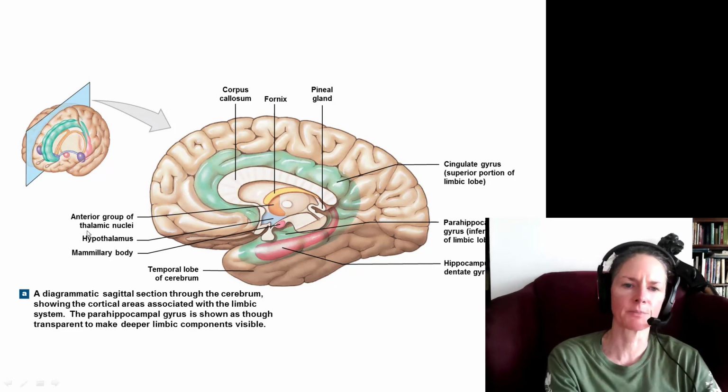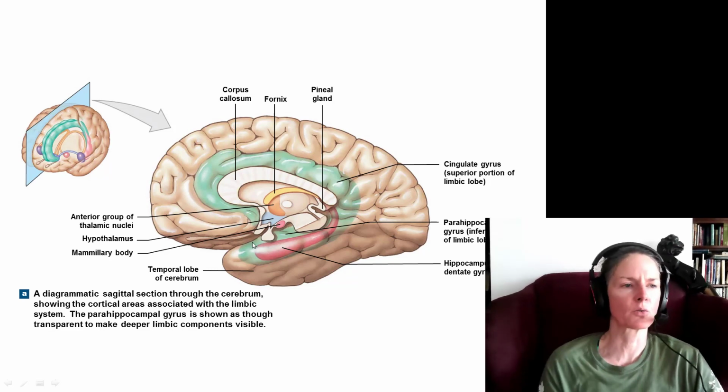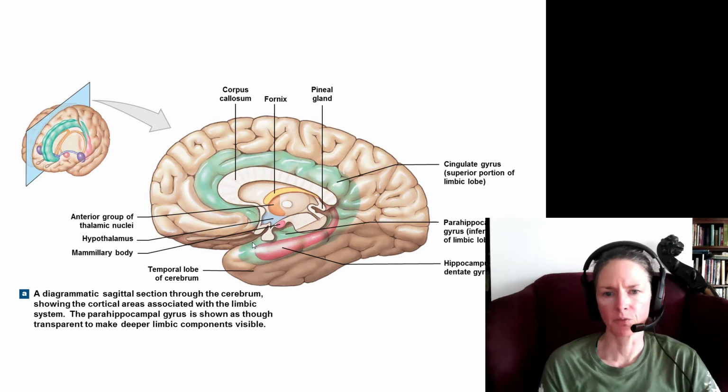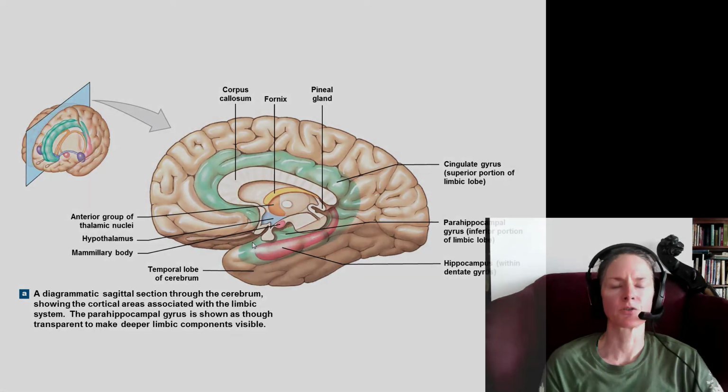Another interesting fact is that we're going to have some of our olfactory cortex very close alongside parts of the limbic system and the hippocampus. And so smell is another really potent thing that can evoke memories. So smells can evoke very, very strong memories.